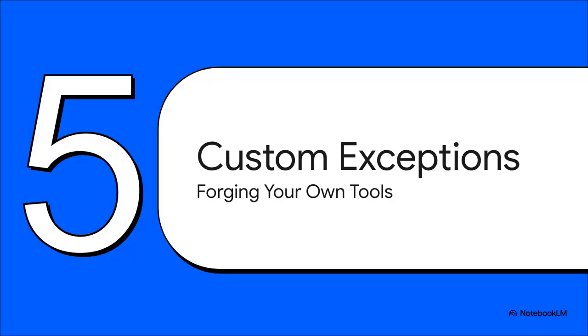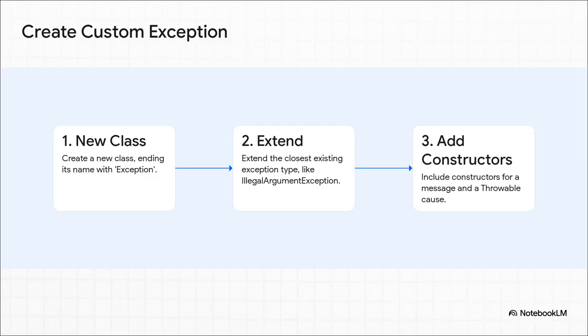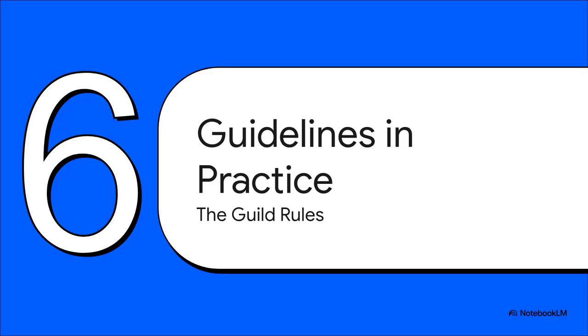So, as your apps get more complex, you'll find that Java's built-in exceptions just don't cut it anymore. They're too generic. This is where you can start forging your own tools by creating custom exceptions that describe your specific business problems. And you might think making your own exception is complicated, but it's actually super simple. You just create a new class, have it extend an existing exception, and then add a couple of standard constructors. That's it. This lets you make your code so much clearer. Instead of a generic error, you can throw something super specific, like a negative balance exception. It's self-documenting.